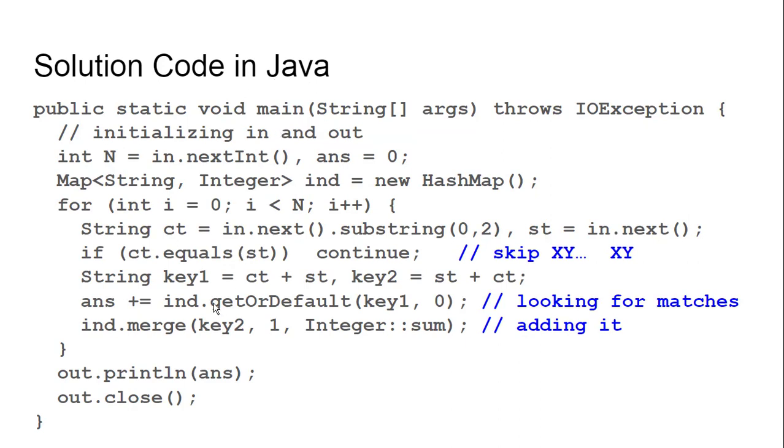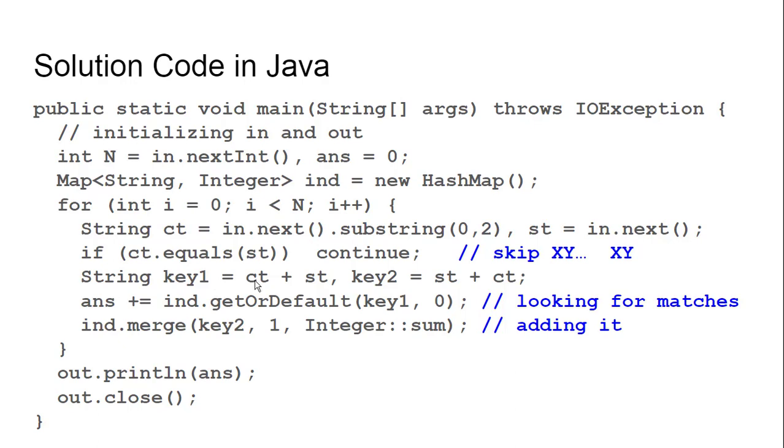It's actually quite short. After reading in the data, the key data structure is this map, which maps a string to an integer, counting how many times that string occurs. So we read in the string, and then we take the first two letters. That's the city code, and then we read in the state code. If city code equals state code, we will not do anything. Otherwise, we construct the two keys.